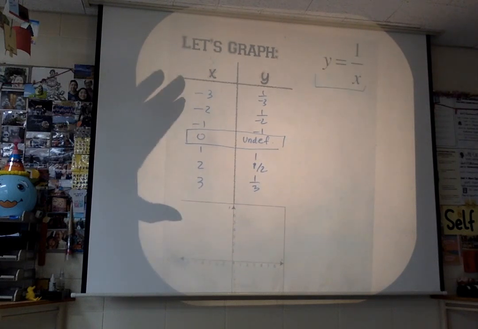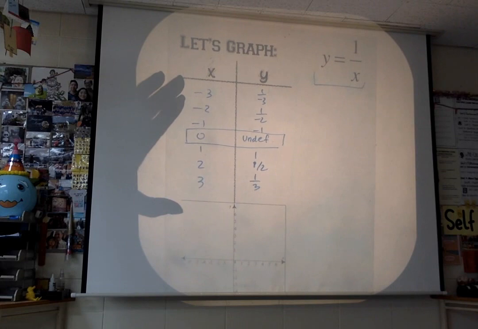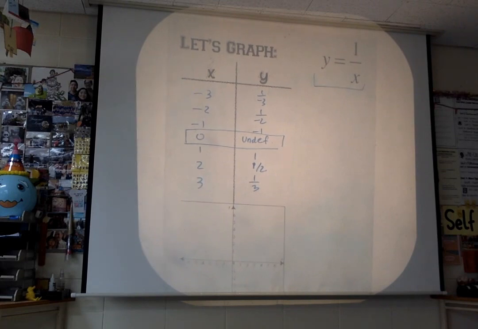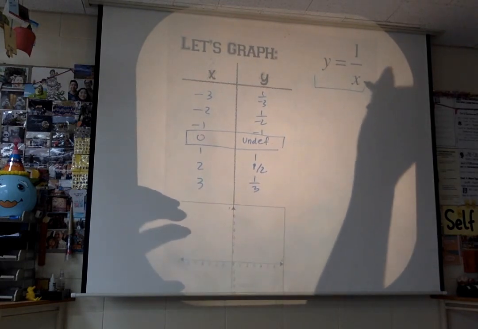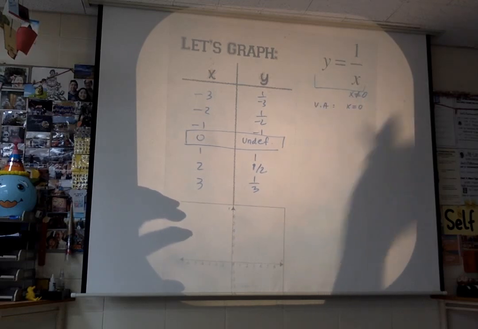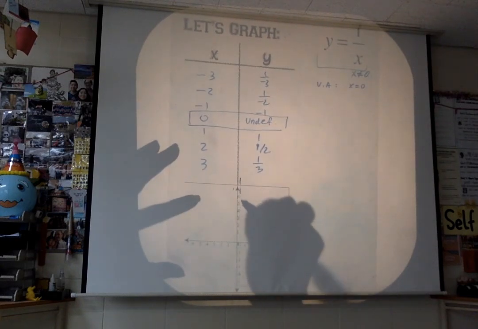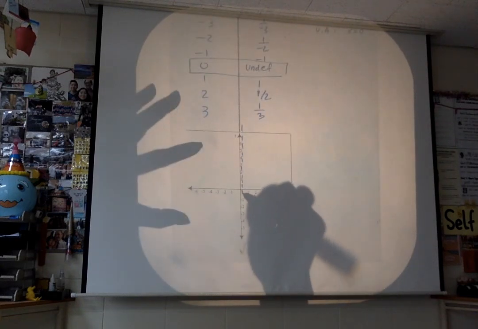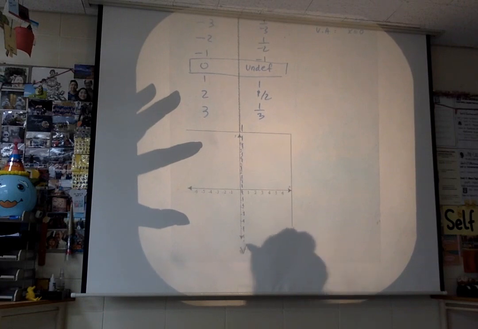Okay, so let's graph this. Oh, I know you notice something. You notice here x cannot equal 0. That means our vertical asymptote is at x equals 0. You know what we should do? We should go ahead and put a dotted line on our x equals 0 line.